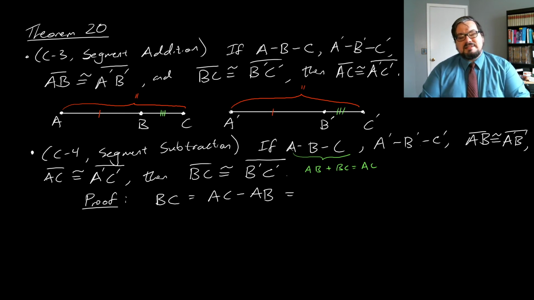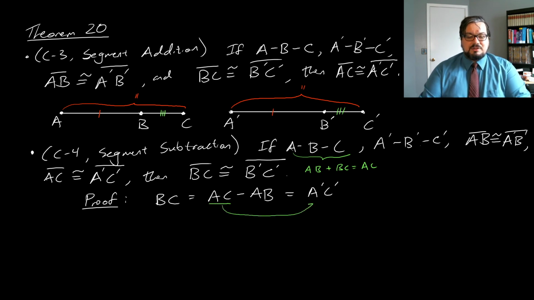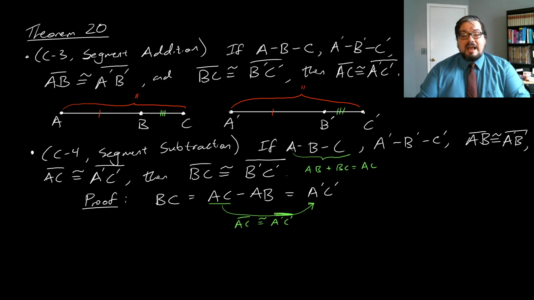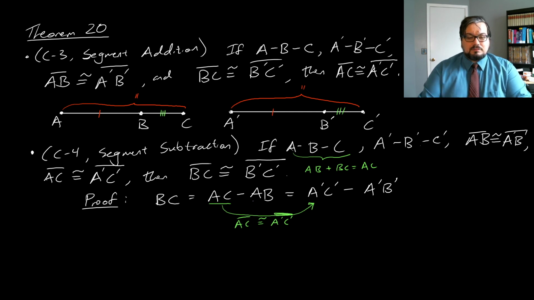Well, now we've got a couple of things we can say. We know that the segment AC is congruent to the segment A prime C prime, which means, the only thing it means, is that these two numbers are the same. So this comes from the fact that segment AC is congruent to segment A prime C prime. And similarly, we have that segment AB is congruent to segment A prime B prime, which means that the length AB is equal to the length A prime B prime.